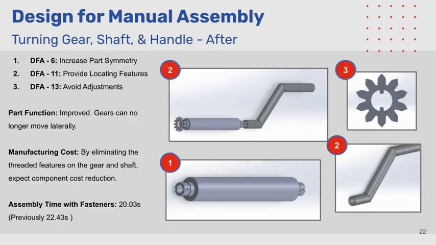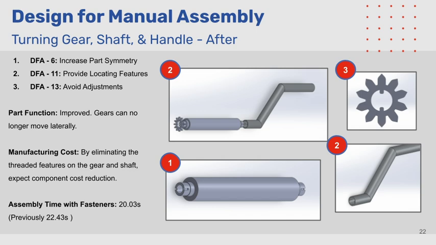The first idea we had was to remove the threaded features on the parts. This improves the function of the product because the gear could move laterally if vibrations or a high amount of torque causes the gears to move laterally on the shaft. Beginning with the turning gear, a filleted key was added. This provides a locating feature that makes it easier to install the part onto the shaft. By introducing a key and slot mechanism to install the gear onto the shaft, we were able to make the shaft symmetrical, saving assembly time.